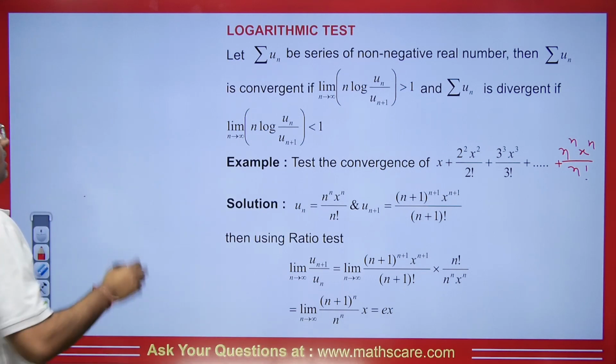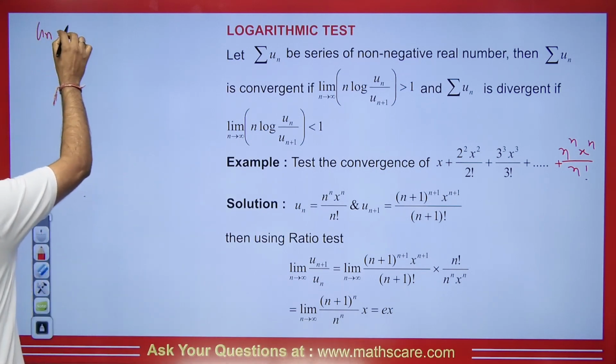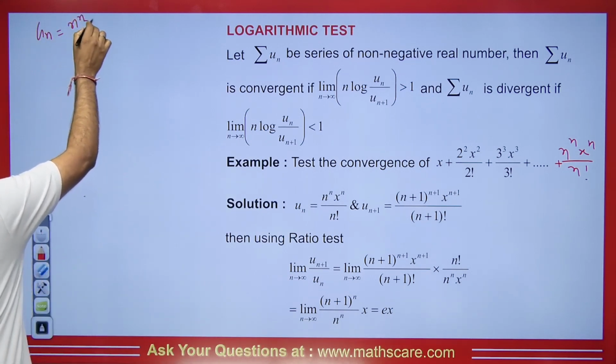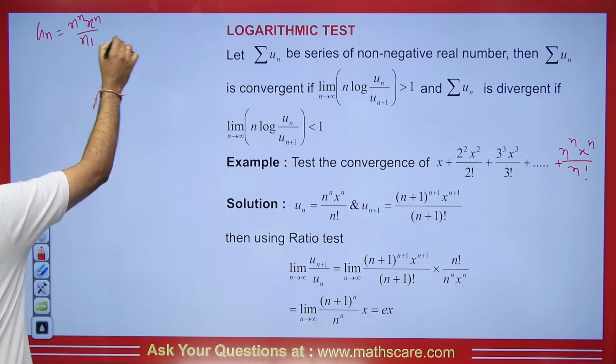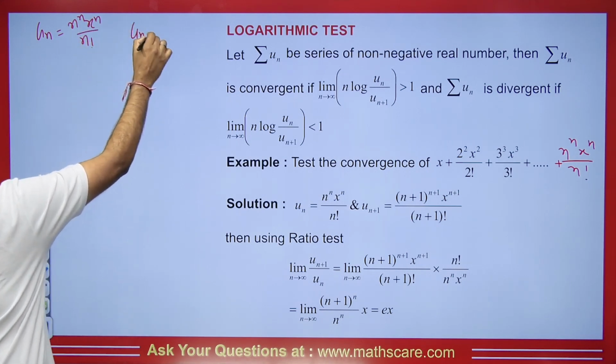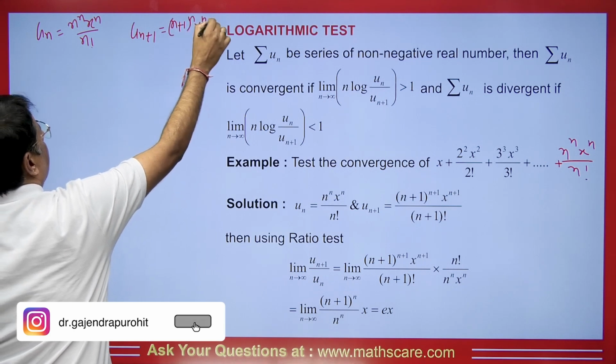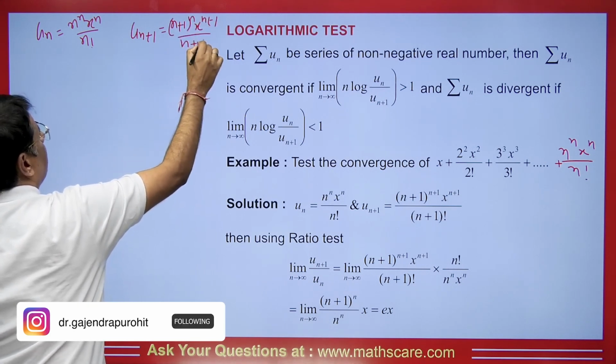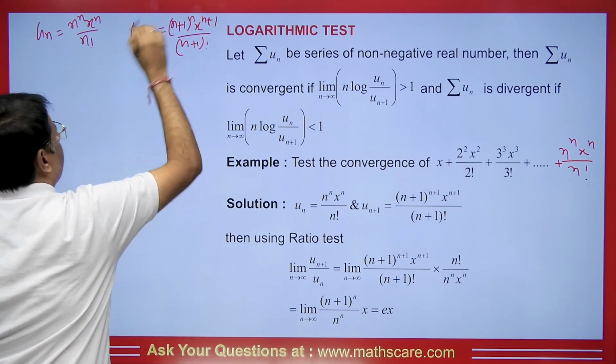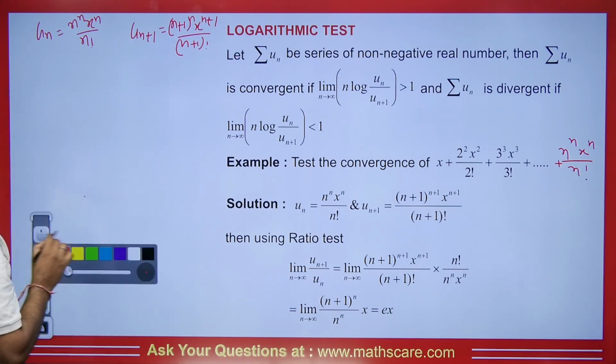What will we do after this? What will be our un? We are getting our un as n to the power of n, x to the power of n divided by n factorial. In this, if we discuss un plus 1, then we will get it as n plus 1 raised to the power of n plus 1, x raised to the power of n plus 1 divided by factorial of n plus 1, right? To this, we will apply D'Alembert ratio test.